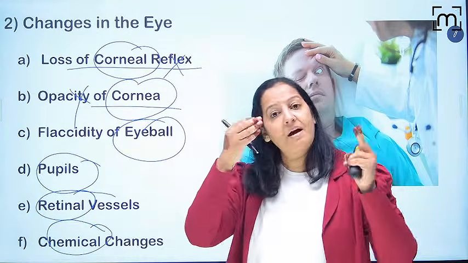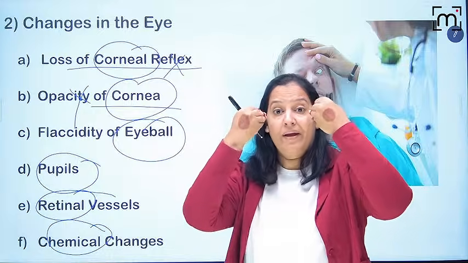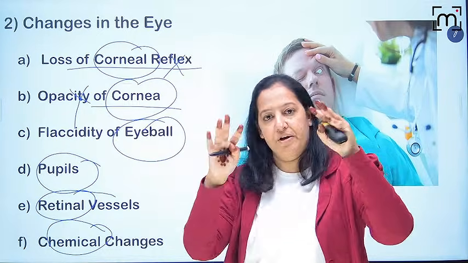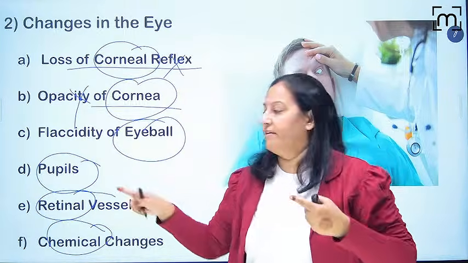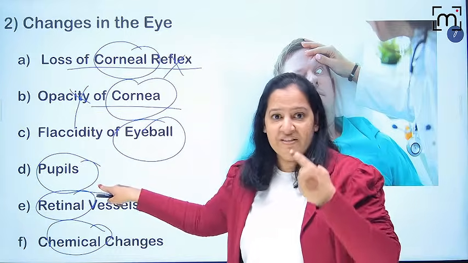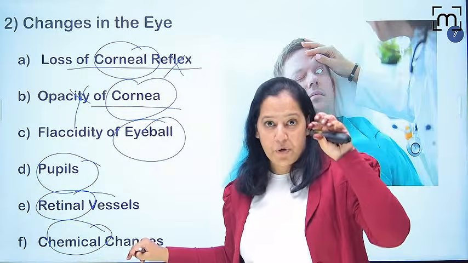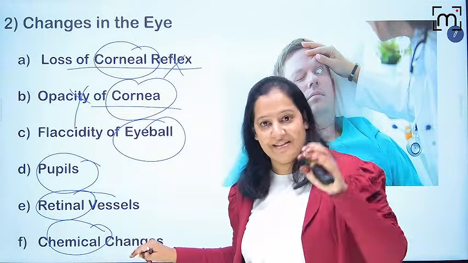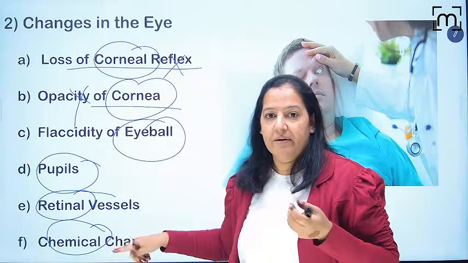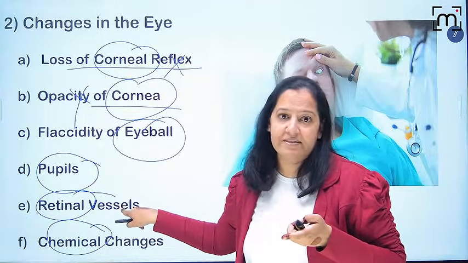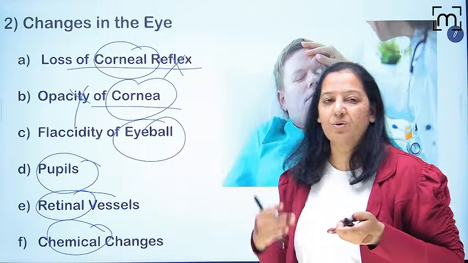The eyeball becomes sunken. Eyes become sunken, going inside, because intraocular tension is reduced. So the eye becomes sunken. Flaccidity of the eyeball. Pupils, I will tell you some changes, whether it will dilate or constrict, meiosis, mydriasis, I will tell you. And sometimes it's irregular. Retinal blood vessels, there is a very important sign, and chemical changes. So let's start one by one.